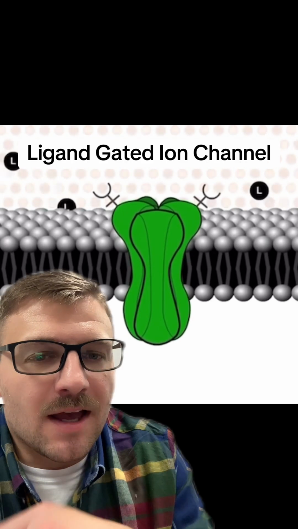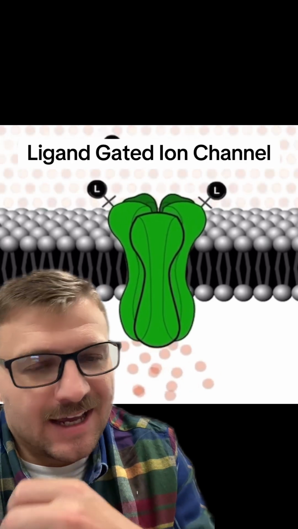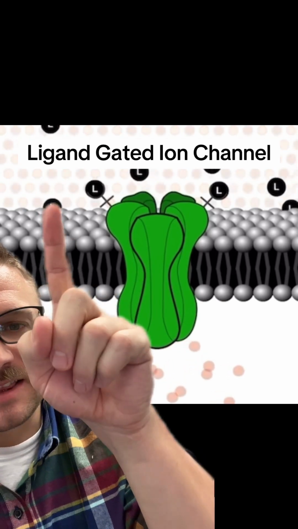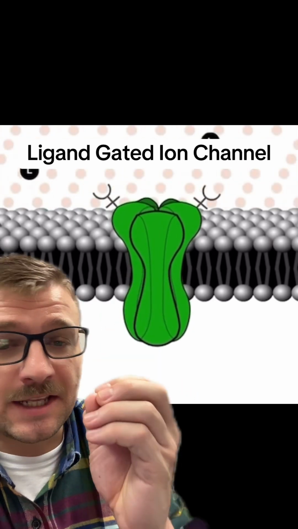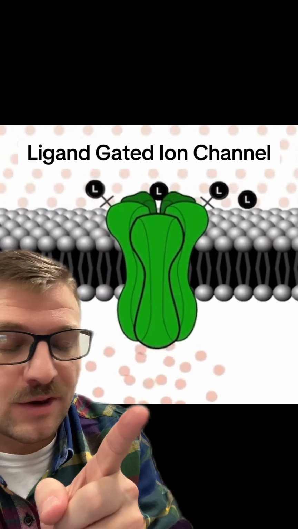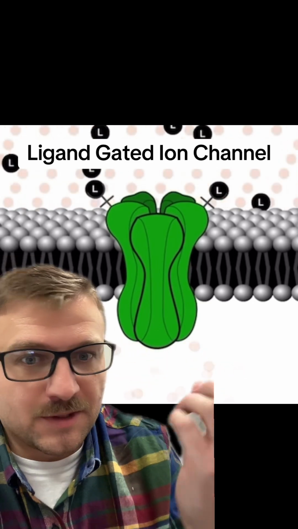Our last type of receptor protein is called a ligand-gated ion channel. Basically what happens is we have a ligand that's going to bind with a receptor protein. Once the ligand binds to the receptor protein, it's going to open it up, allowing the ions through. This is basically just a gate that opens and closes for ions.